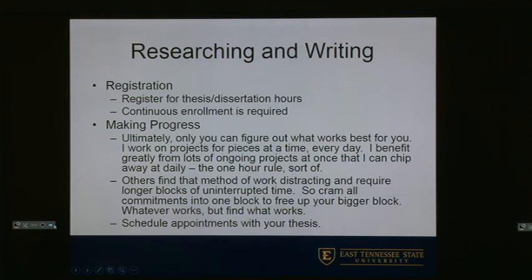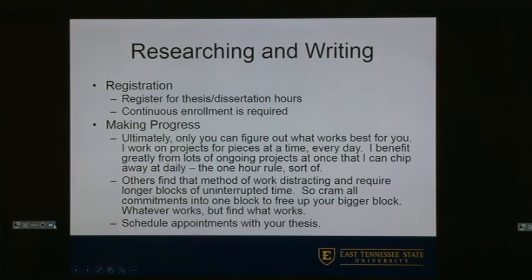Continuous enrollment is required once you've registered for thesis or dissertation hours. That includes summer. Now you can register for the whole summer as one thing, but once you have taken that first thesis or dissertation hour, you must stay continuously registered. Fall, spring, and summer. Winter session is part of spring here officially.